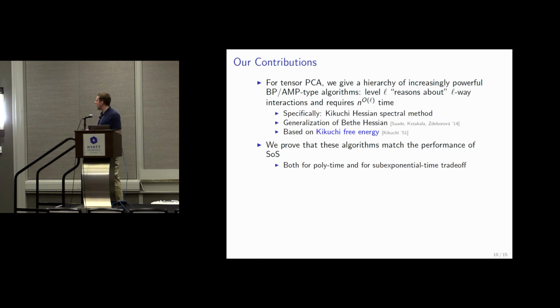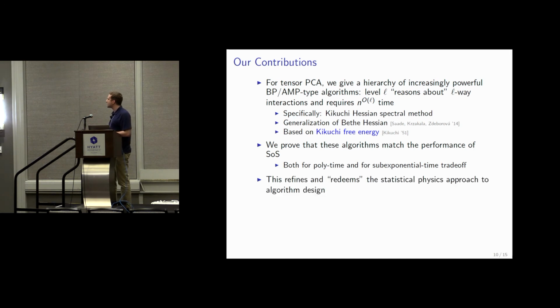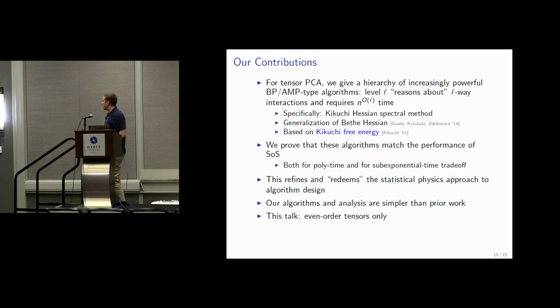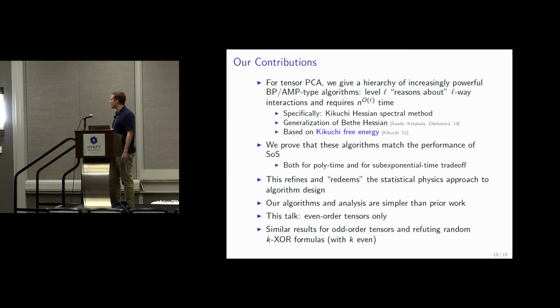And so what we prove is that these algorithms match the performance of sum of squares in the sense that you get the correct polynomial time threshold, but also that entire trade-off of sub-exponential time algorithms. And this refines the physics approach to algorithm design and redeems it in some sense, because earlier we saw that AMP was not the optimal algorithm. So that's more of a philosophical contribution. A more concrete contribution is that the algorithms are substantially simpler than the prior work, as well as the analysis. So in this talk, I'll just talk about even order tensors, although we have similar results for odd order tensors and also for the problem of refuting KXOR formulas.